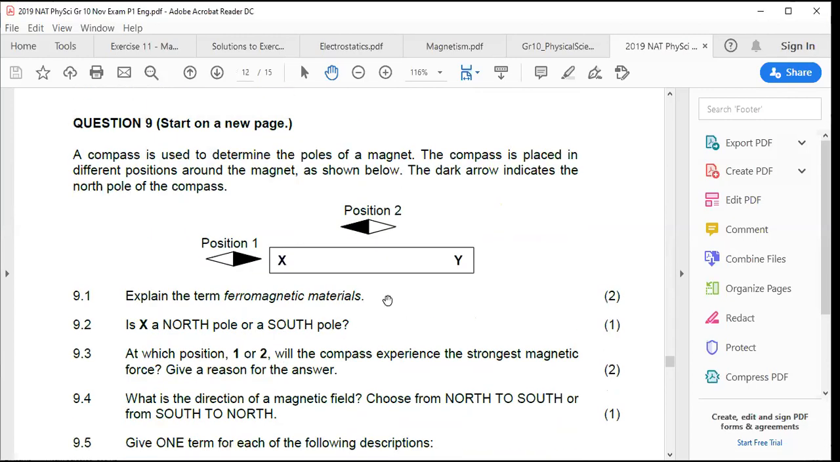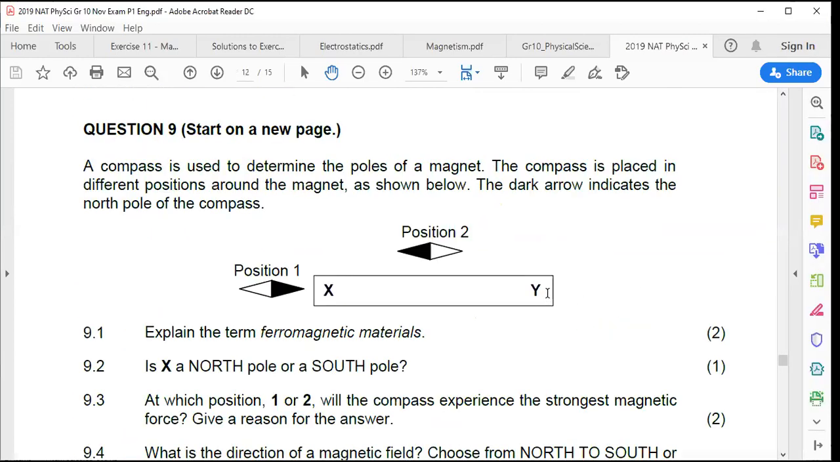Right, this one, number 9. For number 9, it says a compass is used to determine the poles of a magnet. The compass is placed in different positions around the magnet, as shown below. The dark arrow indicates the north pole of the compass. So this is north, and the white one is your south. The dark one, the black one there, the north, is pointing to X. And this one here is also pointing towards X. 9.1, explain the term ferromagnetic materials. What are ferromagnetic materials?